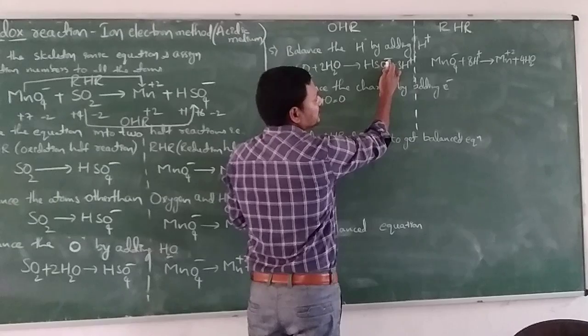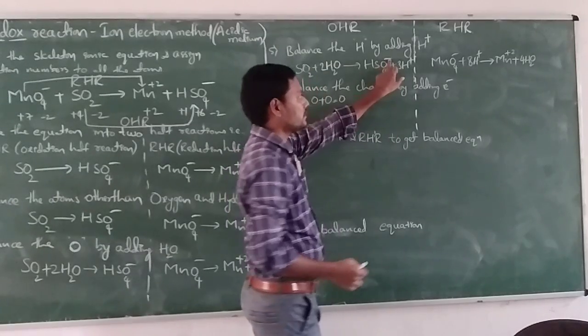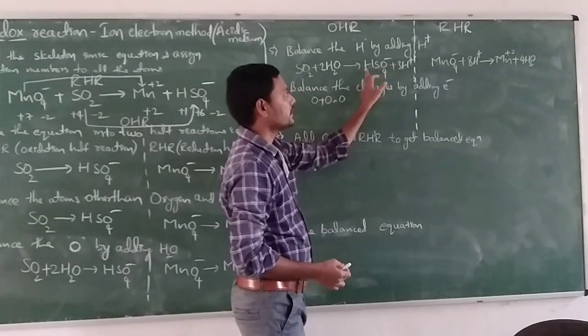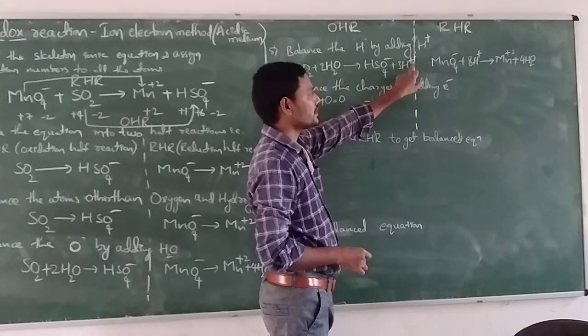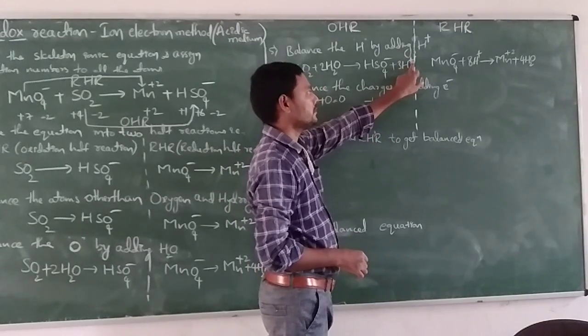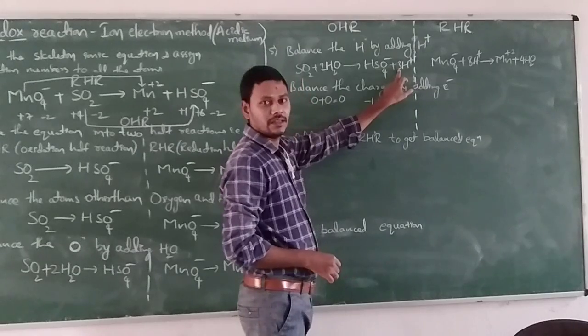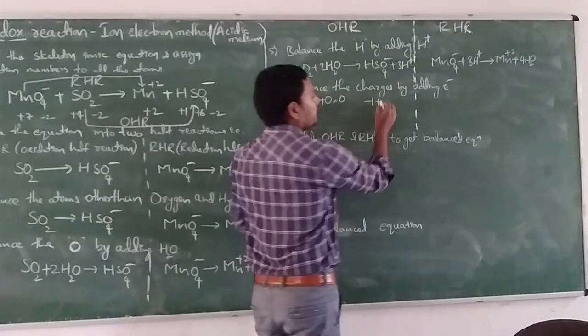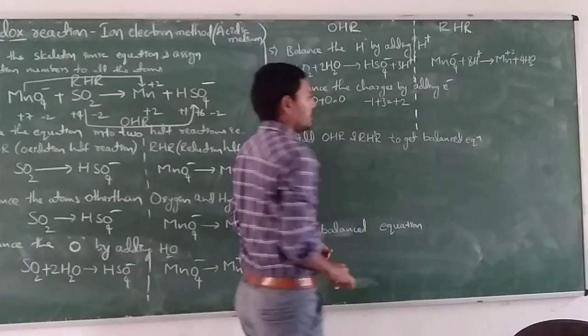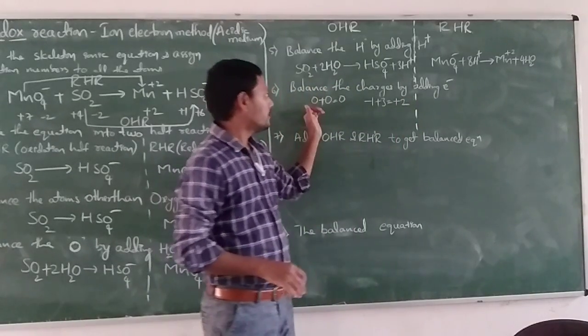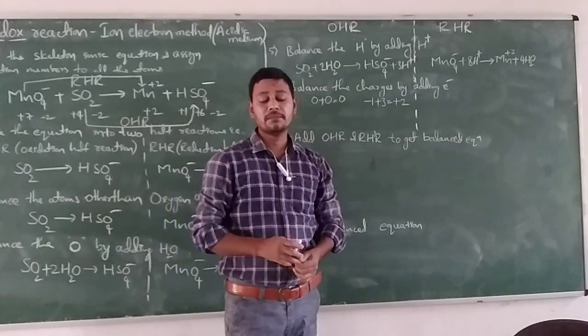Here how many charges are there here? Minus 1 charge. What is the coefficient? 1. So minus 1 into 1, minus 1. Plus, what is the charge here? Plus 1 charge. So plus 1 into coefficient 3. So plus 1 into 3, plus 3. So total plus 2.